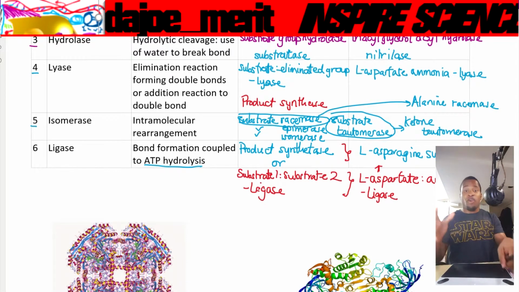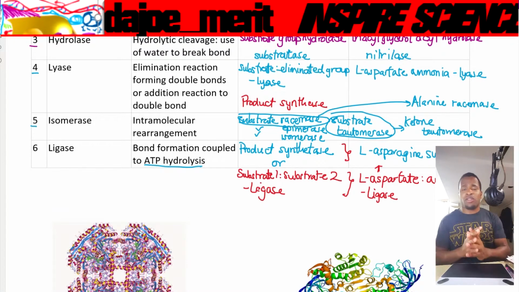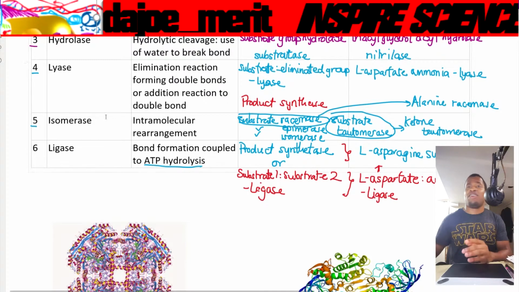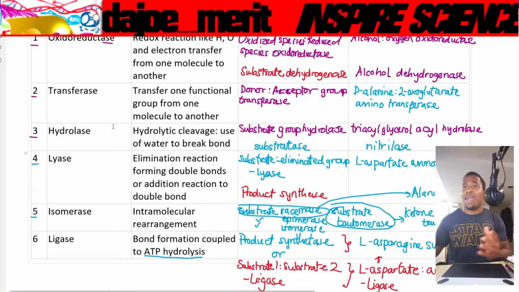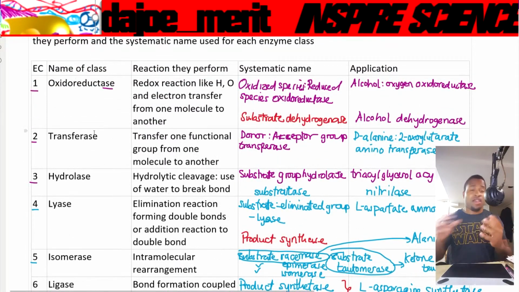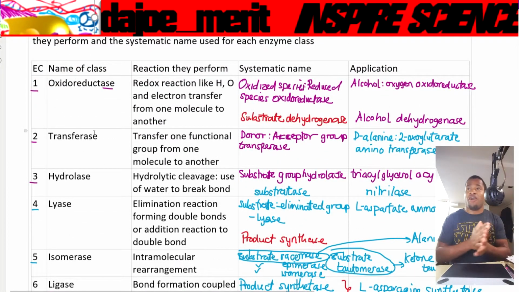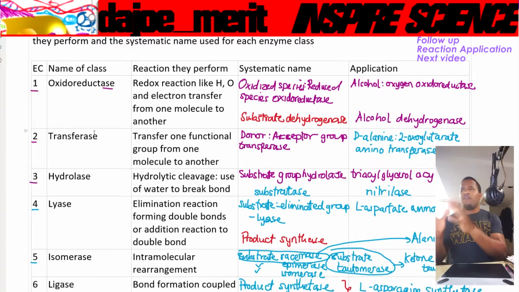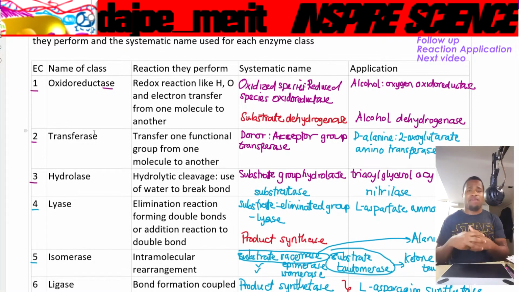Yeah, so that's about it for this particular video. Hope you're able to understand all the 6 classes of enzymes and how the reactions are actually performed, and also how it links with the systematic name, and finally an application of applying the systematic names in there.